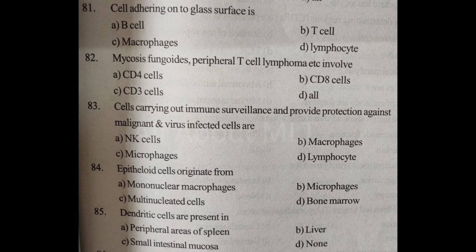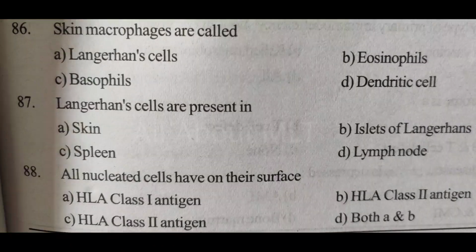Dendritic cells are present in: option A peripheral areas of spleen, option B liver, option C small intestinal mucosa, option D none. Answer is option A peripheral areas of spleen. Skin macrophages are called: option A Langerhans cells, option B eosinophils, option C basophils, option D dendritic cell. Answer is option A Langerhans cells. Langerhans cells are present in: option A skin, option B islets of Langerhans, option C spleen, option D lymph node. Answer is option A skin.